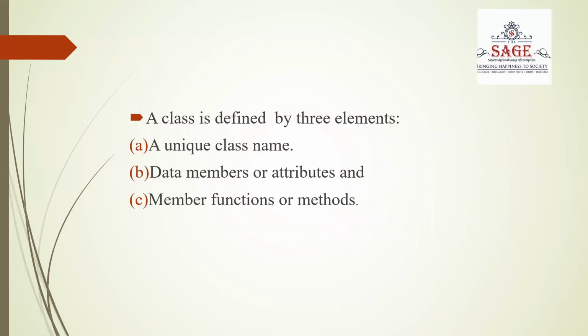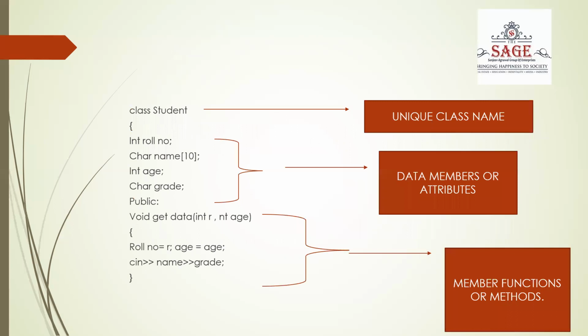A class is defined by three elements: a unique class name, data members or attributes, and member functions or methods. Here is an example where we defined a class with the name student. In this, there are data members or attributes, that is integer roll number, character name, int age, grade. And here we are using some member functions or methods, that is void get data, which includes two parameters, integer r and integer age.